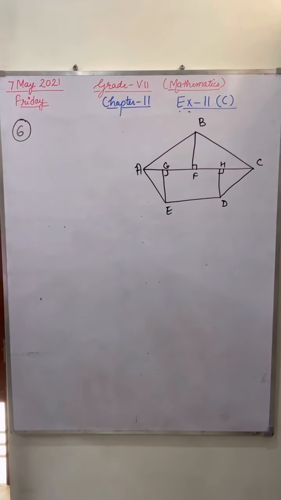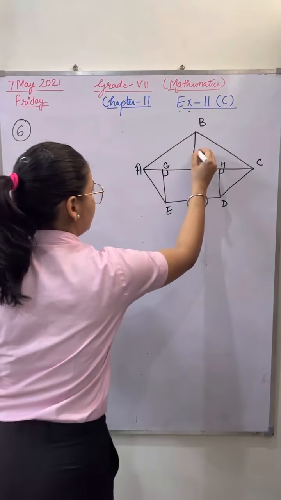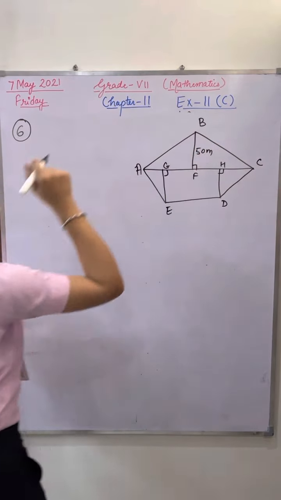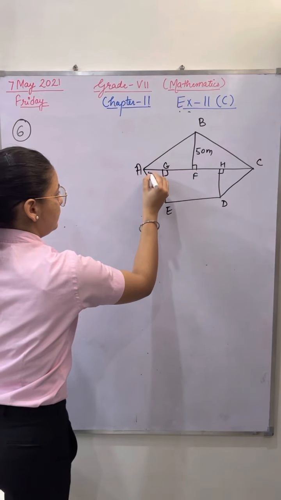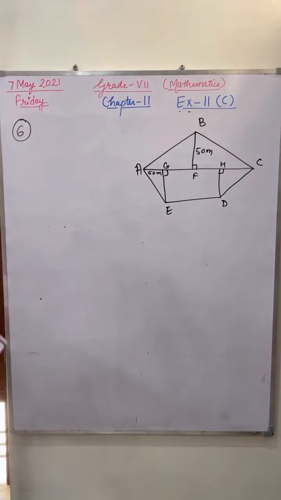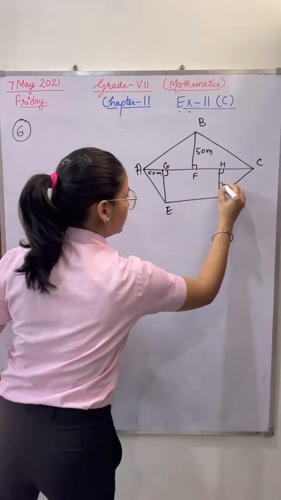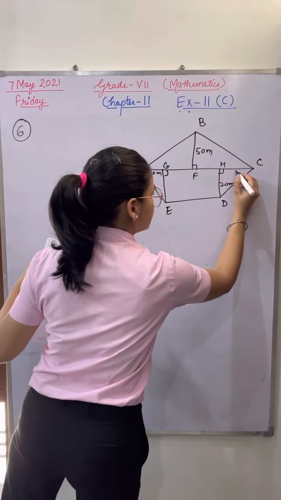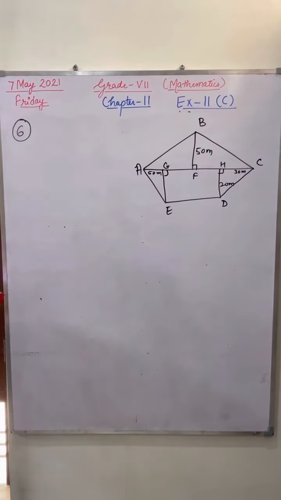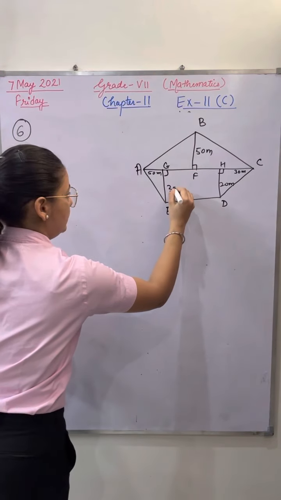Now what are the lengths given to you? This BF is 50 meter. AG is again 50 meter. Then HD is given 20 meter. HC is given 30 meter. After that, this GE is also given to you, 30 meter.